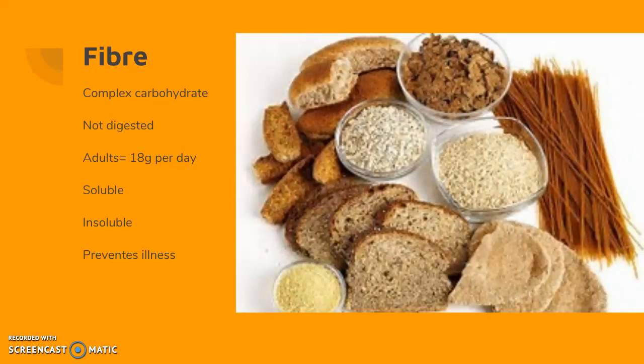Insoluble fiber does not dissolve. It prevents bowel disorders, and sources include pasta, rice, whole grain, cereals. Soluble fiber dissolves in water and it can prevent the uptake of nutrients, controls blood glucose and cholesterol. Sources include fruit, vegetables, and oats. This helps prevent and treat certain diseases, for example, colon cancer, diabetes, heart disease, and IBS, which is irritable bowel syndrome.